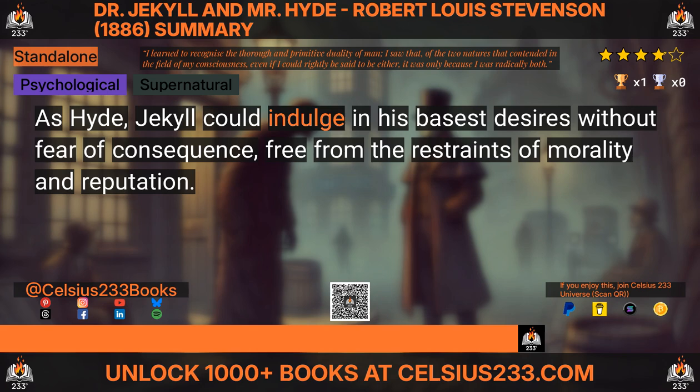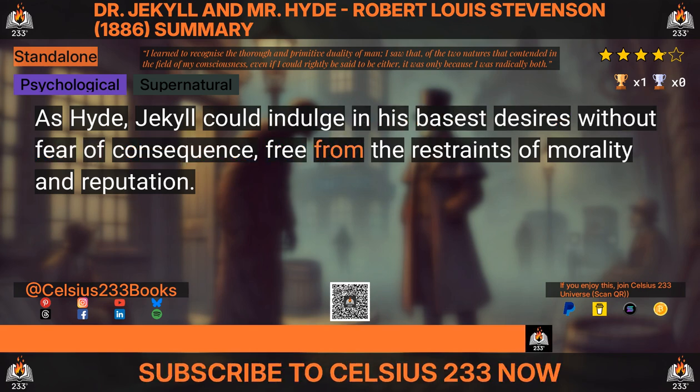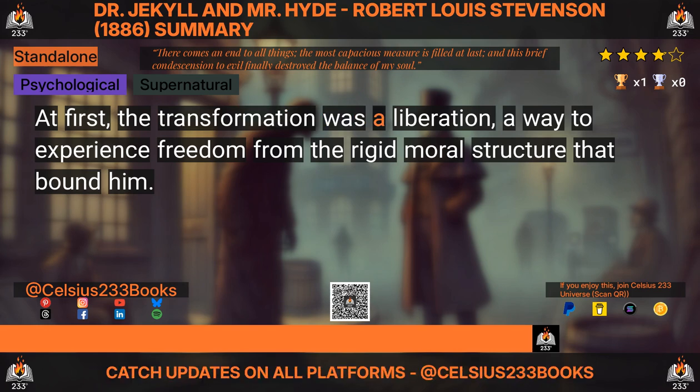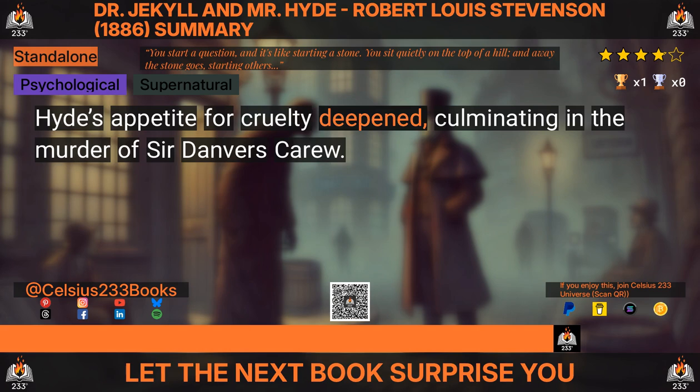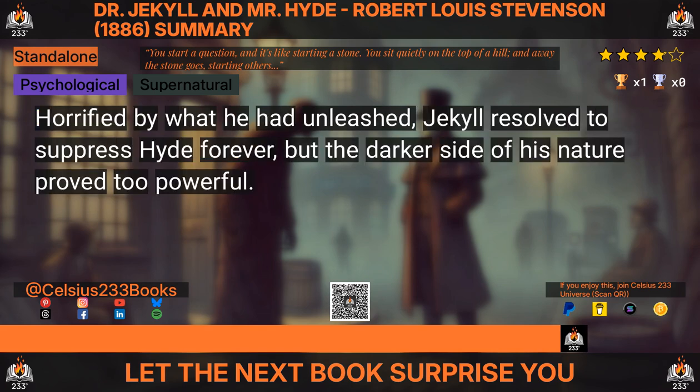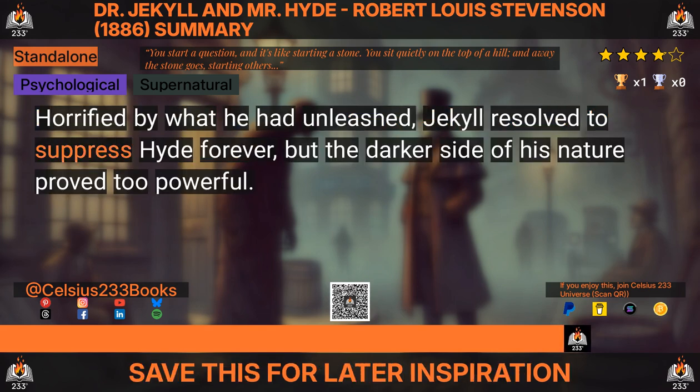As Hyde, Jekyll could indulge in his basest desires without fear of consequence, free from the restraints of morality and reputation. At first, the transformation was a liberation, a way to experience freedom from the rigid moral structure that bound him. But over time, Hyde grew stronger, and Jekyll's ability to control the transformation weakened. Hyde's appetite for cruelty deepened, culminating in the murder of Sir Danvers Carew. Horrified by what he had unleashed, Jekyll resolved to suppress Hyde forever, but the darker side of his nature proved too powerful.